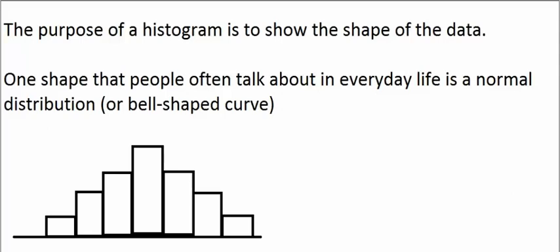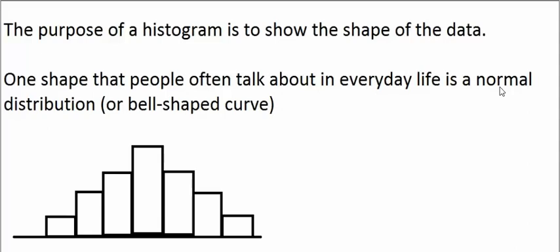I did my best to draw a picture of a normal distribution or bell-shaped curve. It's not perfect, but I think it's pretty close. And if you drew a line to outline the tops of the bars, it would look like a bell, or pretty close to a bell, and that's where the word bell-shaped comes from. It's called a bell-shaped curve because if you draw a line to outline the top of the histogram, it looks like a bell. And you might be wondering where the word normal comes from.